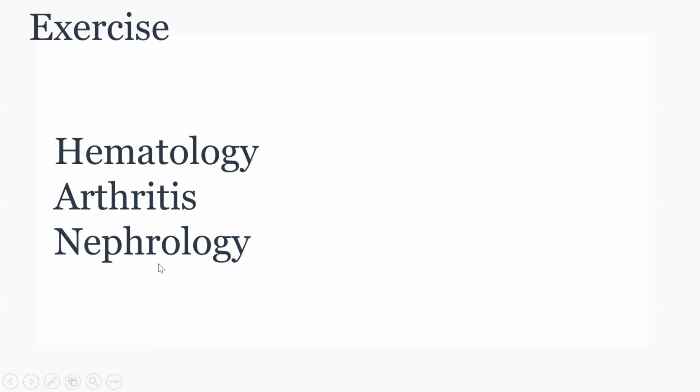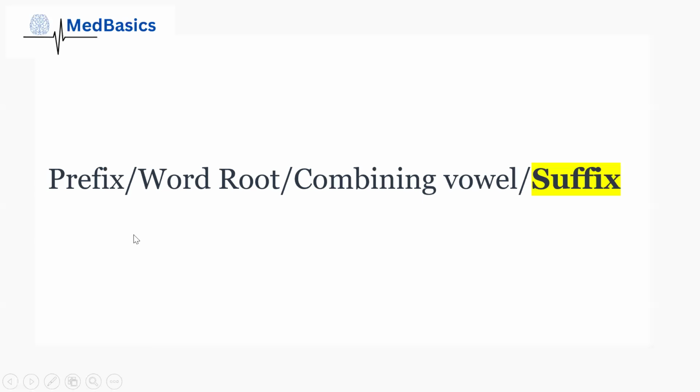So nephro is kidney, and kidney is a part of an organ system, that is the urinary system, right? Okay, so these are the word roots. I hope the word roots are clear to you all. Since we completed the word root, now we are going to talk about the suffix.